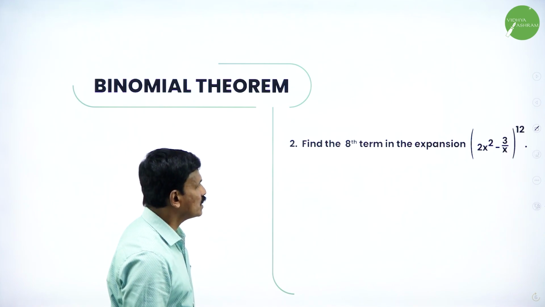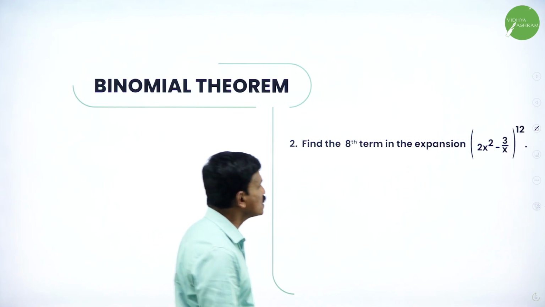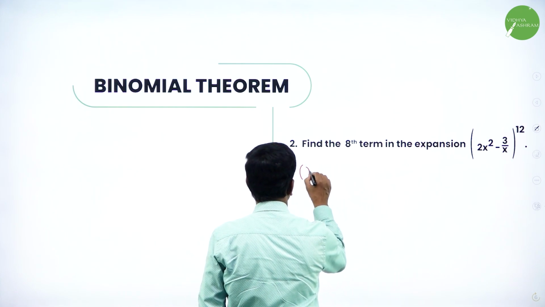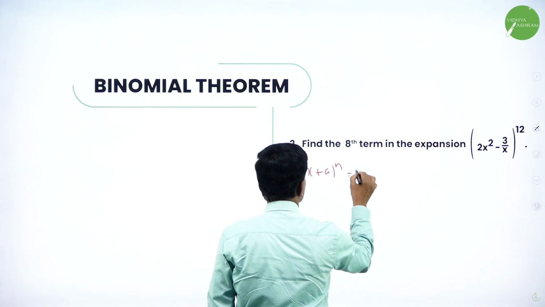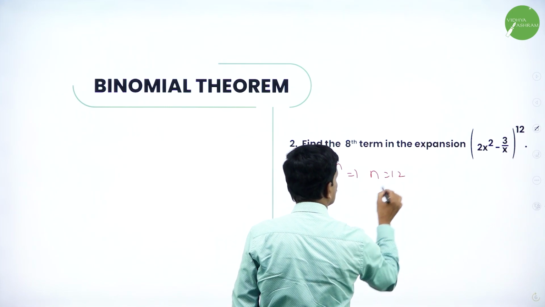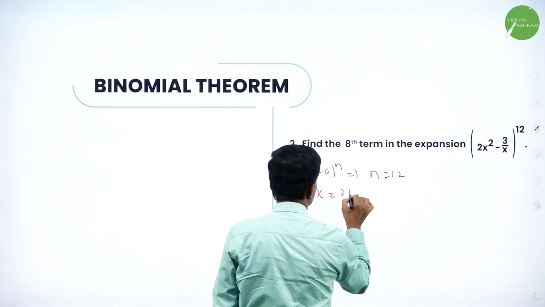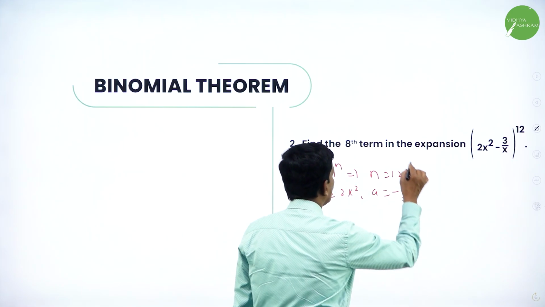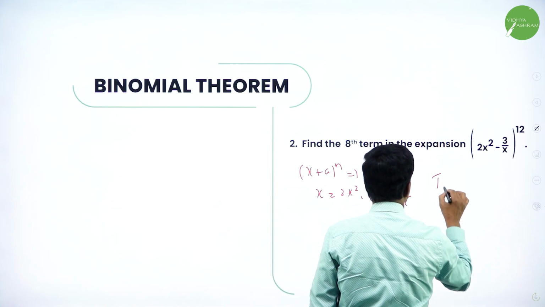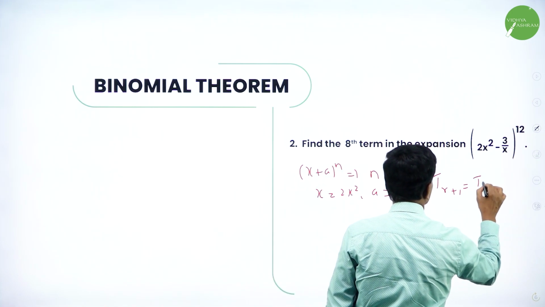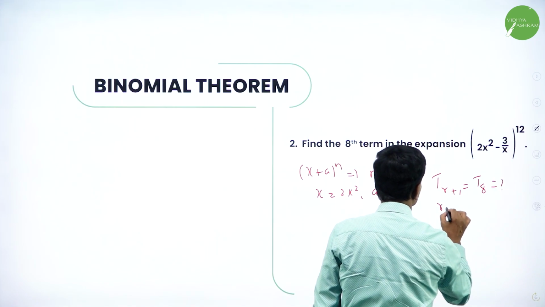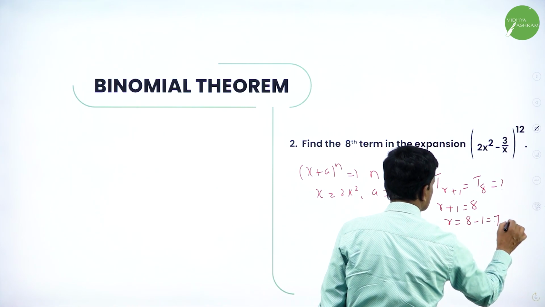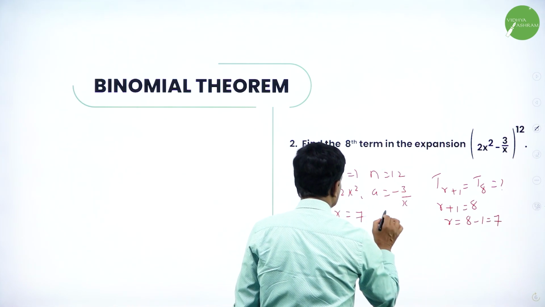Find the eighth term in the expansion of (2x square minus 3 by x) whole to the power of 12. Now comparing with (x plus a) to the power of n. So what is n here? n is equal to 12. x is equal to 2x square and a is equal to minus 3 by x. And to find the eighth term, T r plus 1 is equal to T8, is the question. So r plus 1 is equal to 8, r is equal to 8 minus 1, which is 7. So put r is equal to 7, that's all.